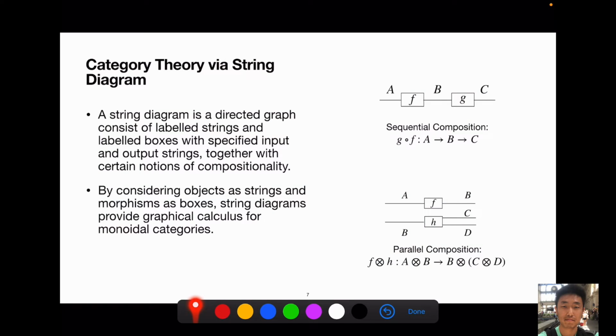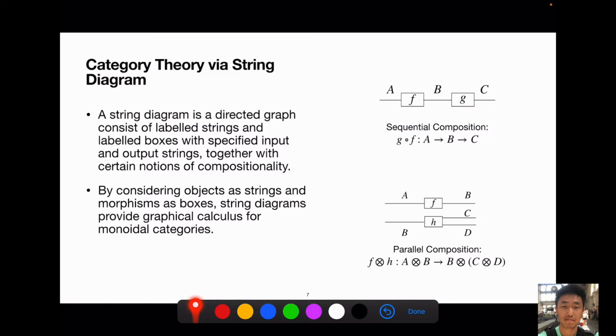Now let's move on to the technical framework of this project. Let me first introduce the string diagram. A string diagram is a directed graph consisting of labeled strings and labeled boxes with specified input and output strings, together with certain notions of compositionality. So I drew some examples over here, and note that we always read the string diagram from left to right. So we have some strings A, B, and C over here, and we have labeled boxes F and G with their input and output. And here's an example of a sequential composition.